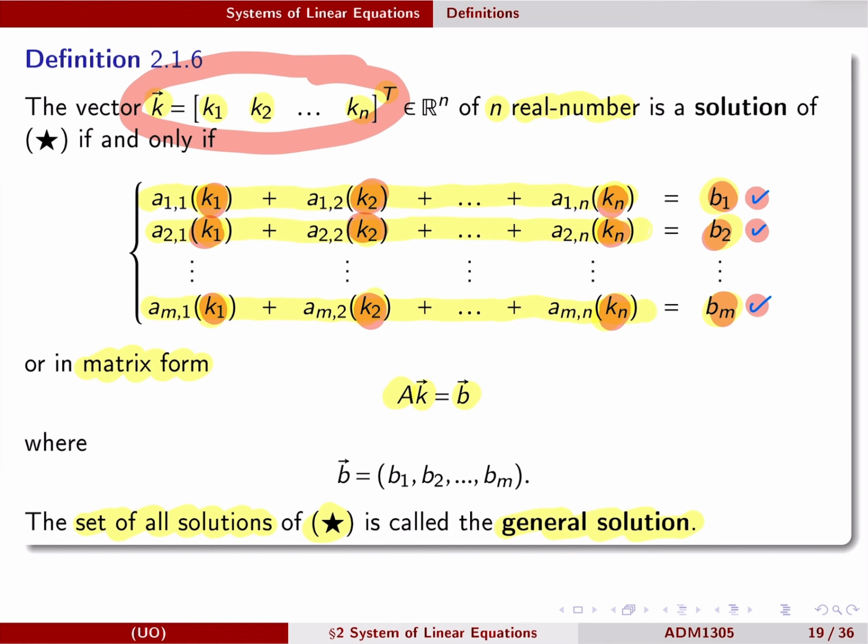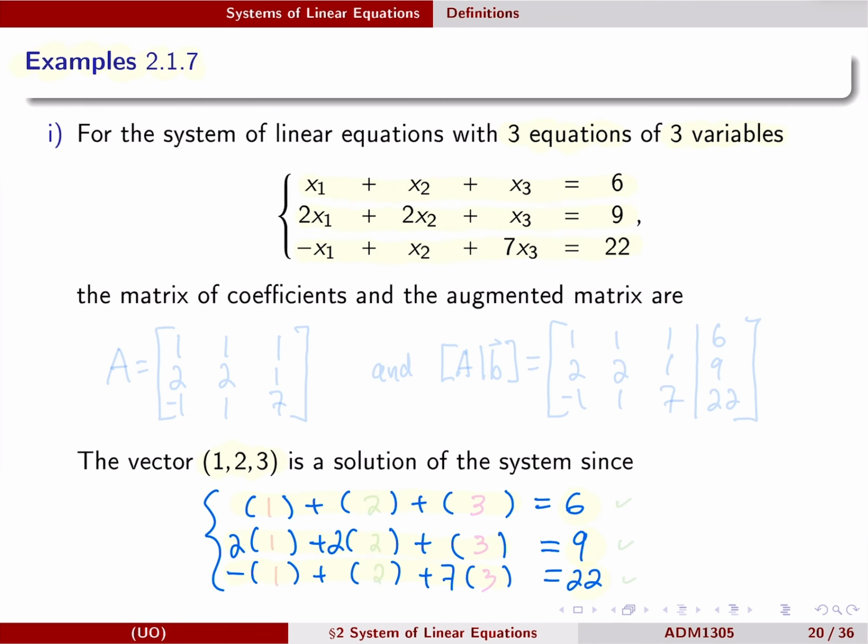All right, the best way to assimilate all that notation and terminology is by looking at examples. So here's a system of linear equations with three equations and three variables. The first equation, x1 plus x2 plus x3 is equal to 6, 2x1 plus 2x2 plus x3 is equal to 9, and minus x1 plus 2x2 plus 7x3 is equal to 22. The first thing we want to do is construct the coefficient matrix and the augmented matrix for that system. So here we go. The first one, A, the coefficient matrix.